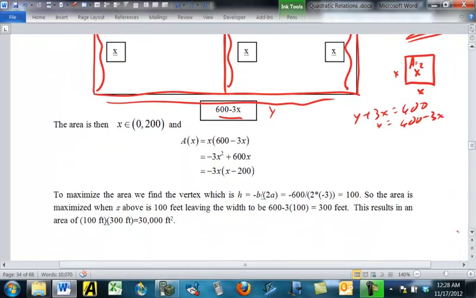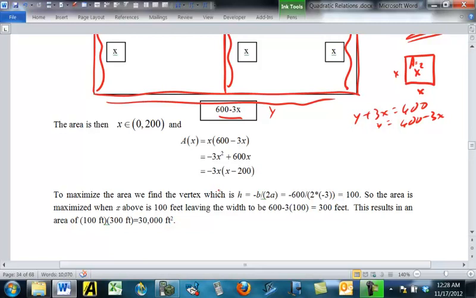So what's the area? Well, base times height. So the total area we have enclosed in this big rectangle is just x times (600 minus 3x). So right away, we've almost got it in a factored form. We factor out a negative 3x, and we do: negative 3x times (x minus 200). Or we could expand it out, negative 3x squared plus 600x. Different forms we could put it in.